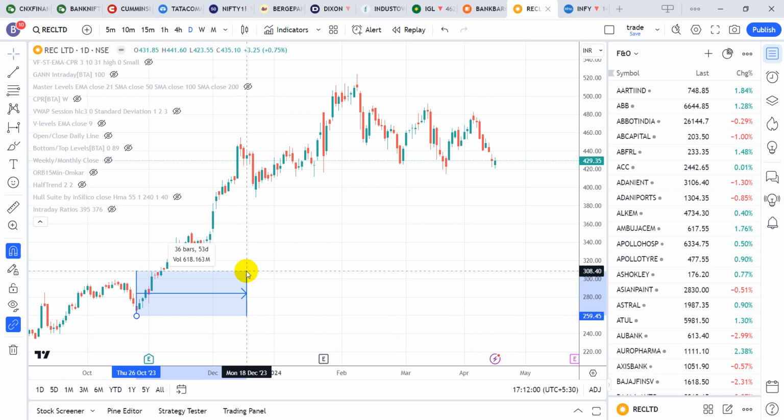Yeah, so we have 53. So we take 53 again. You can see here it made a short-term top. Next day low was broken. The very next day it was down 7%. So you have to wait patiently for these moves to come.